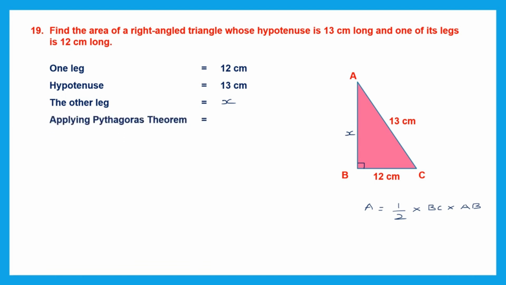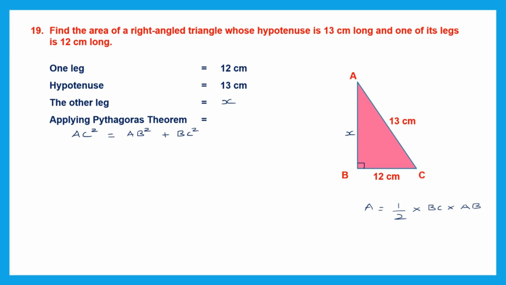So what does that theorem say? According to that theorem, AC square, isn't it? That is, the hypotenuse will be equal to the sum of the squares of the other two sides. That is AB square plus BC square.